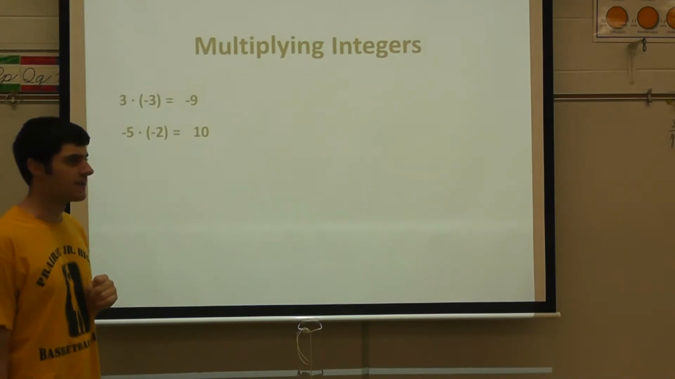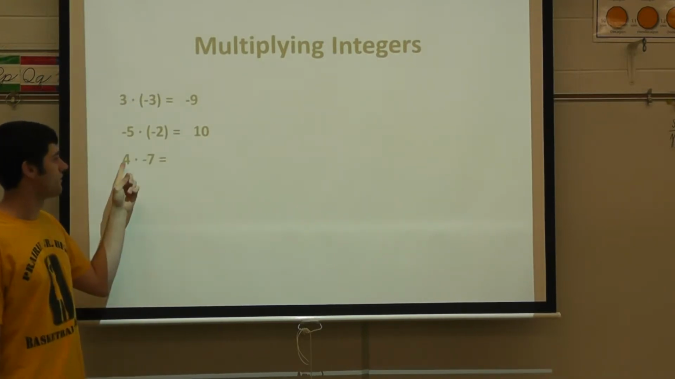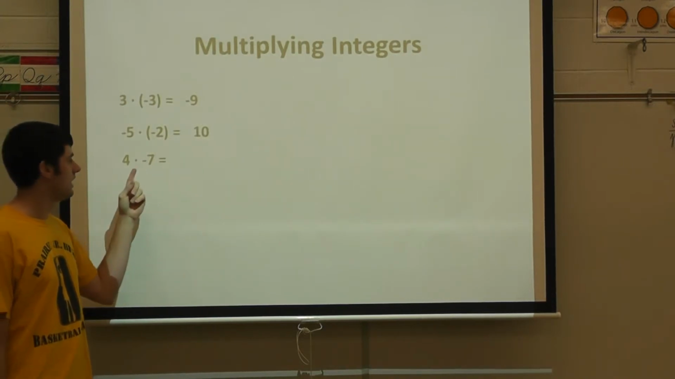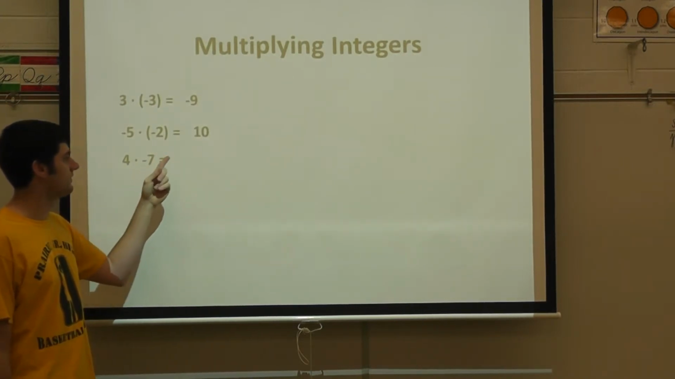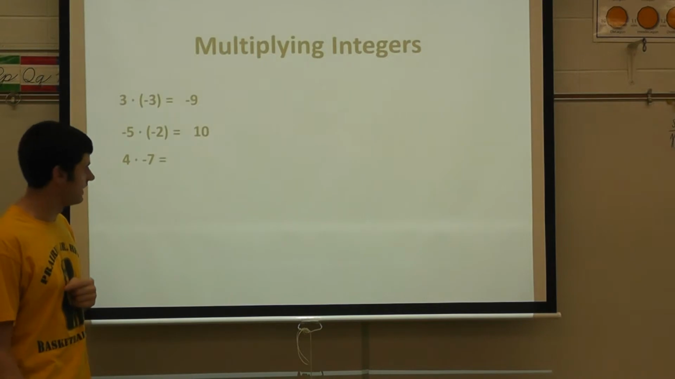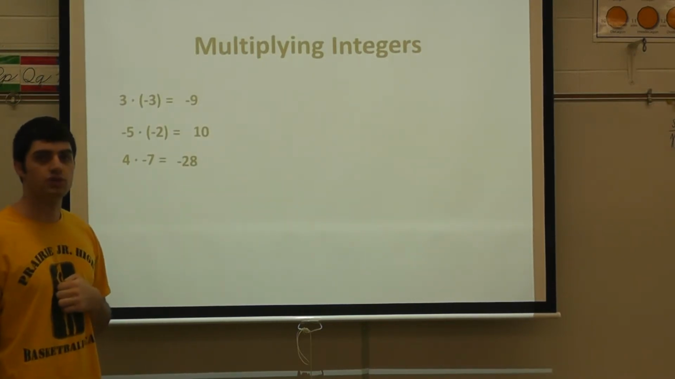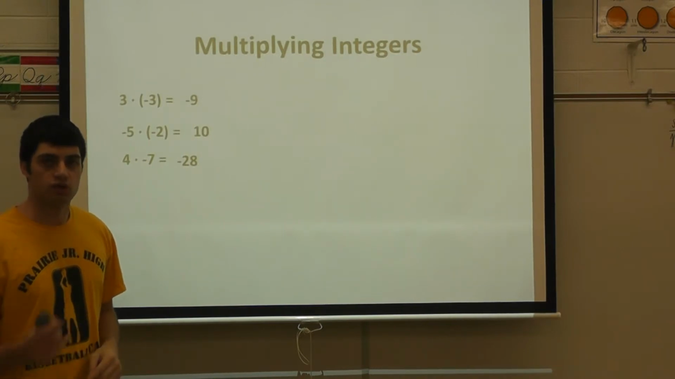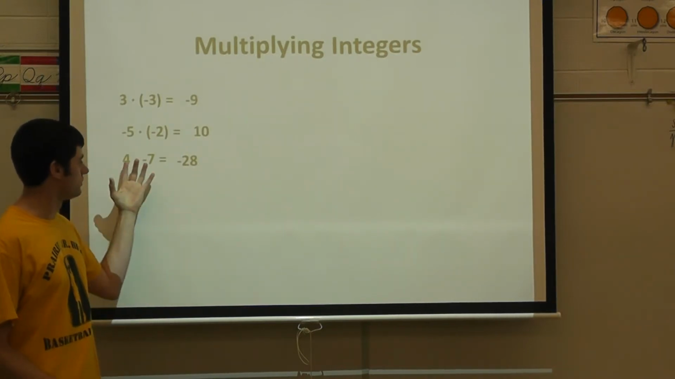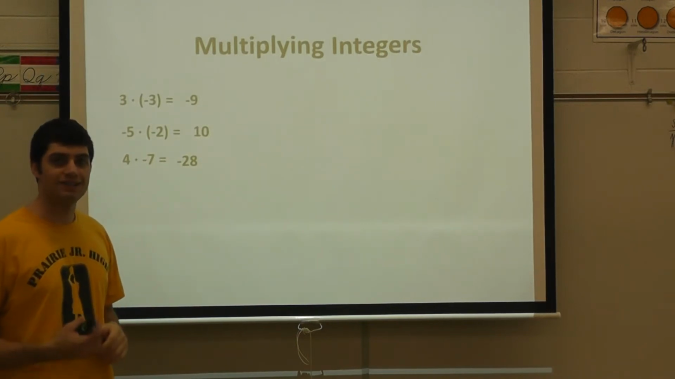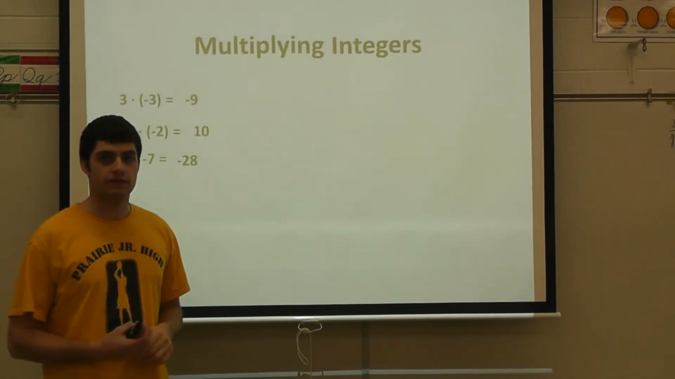Let's take a look at a third example. If I have a 4 times 7, that would be 28. A positive times a negative would be, yes, negative. So 4 times negative 7 equals negative 28. So it's helpful when you guys are doing this to, again, do your numbers first to multiply them, then do your signs with your positives and your negatives.